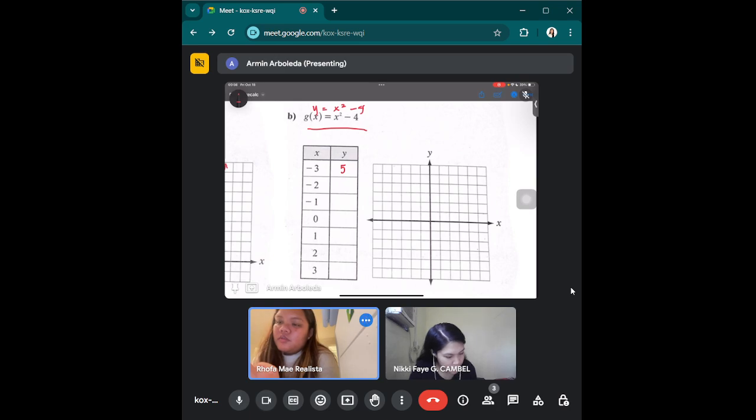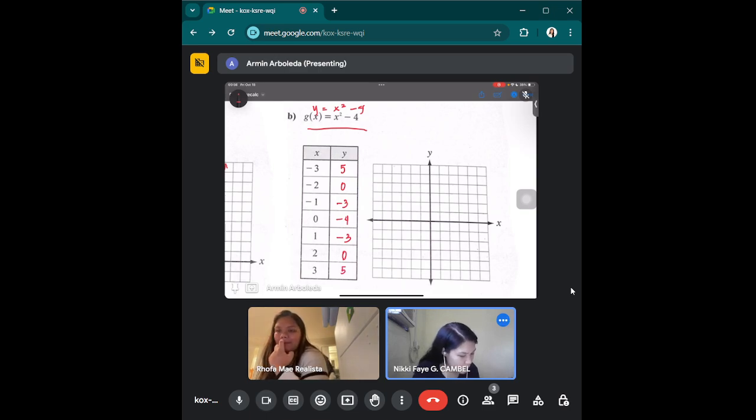What's the value? 0. And then negative 3. Then 3. 0. For 0, what's the answer? Are you sure? It's negative 4. And then negative 3. And then 0. And then 5. 0 and then 5.